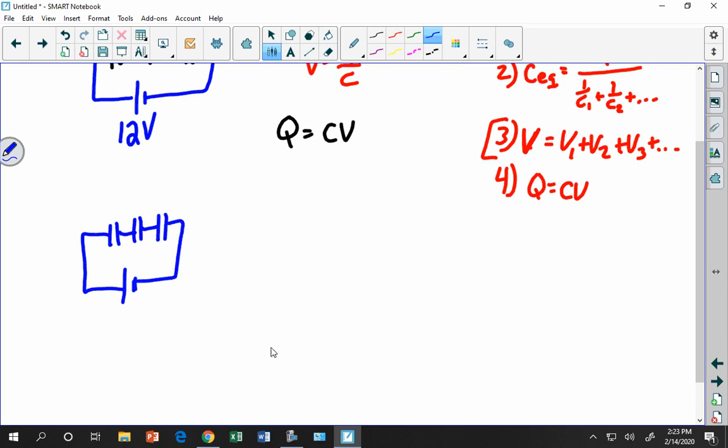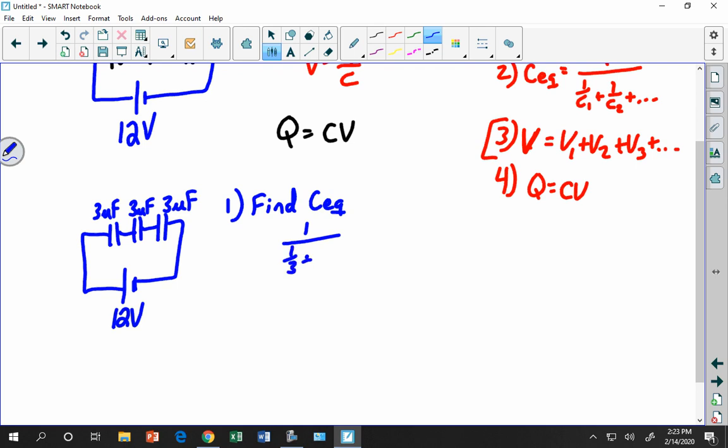Sort of the more rigorous way to do this is like this. The first step I would do is find the equivalent capacitance. And the equivalent capacitance is 1 over 3 plus 1 over 3 plus 1 over 3. That's equal to 1. Okay? So to find the equivalent capacitance, I could redraw this circuit, and I find that it's usually helpful to redraw the circuits. So this is 1 microfarad and 12 volts.